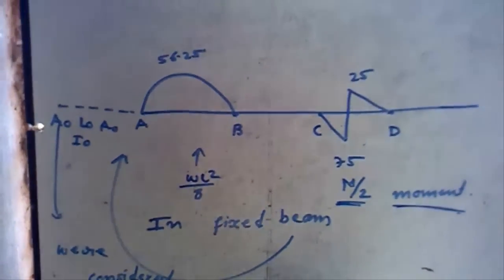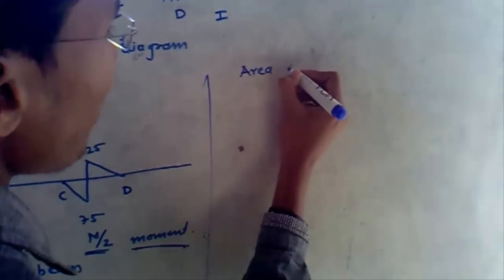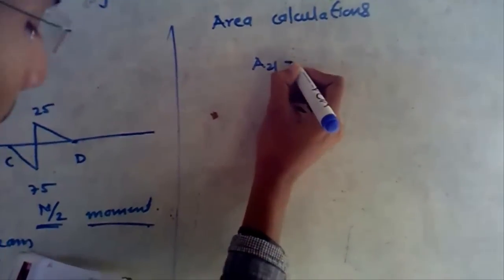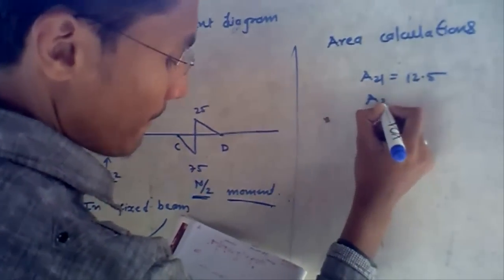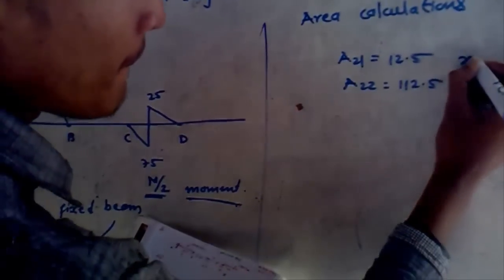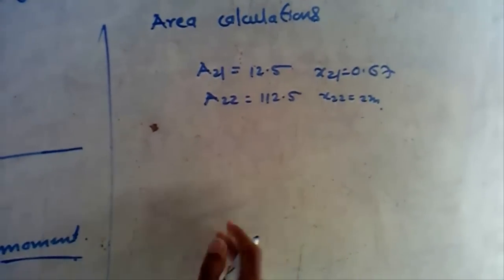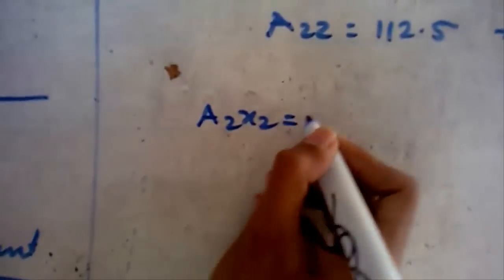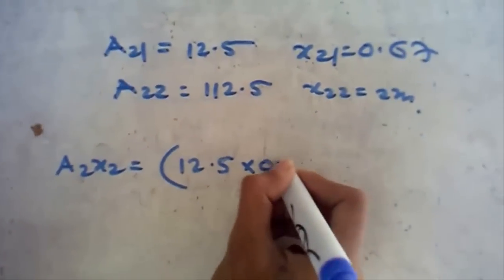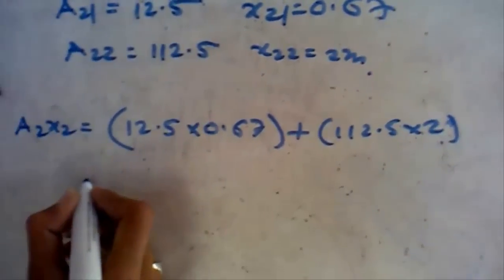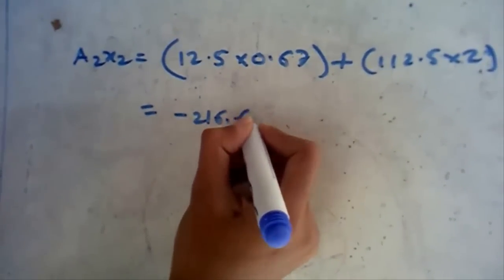Now step number 2, in which we calculate the areas. Here A2 is 12.5 and A1 is 112.5, which I have already calculated, and you know the formula: half into base into height. So x1 and x2 you can also calculate, by l plus f divided by 2. For calculating A2x2, you multiply 12.5 by 0.67 plus 112.5 by 2 meters, and you get A2x2, which can be put in the formula. It is 216.62.